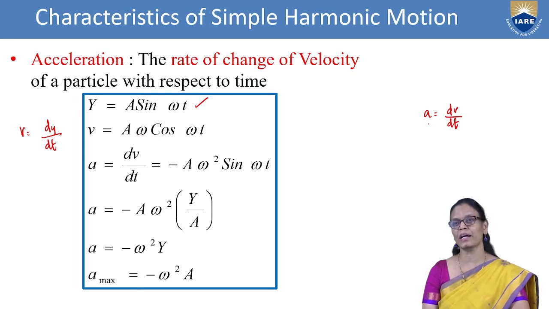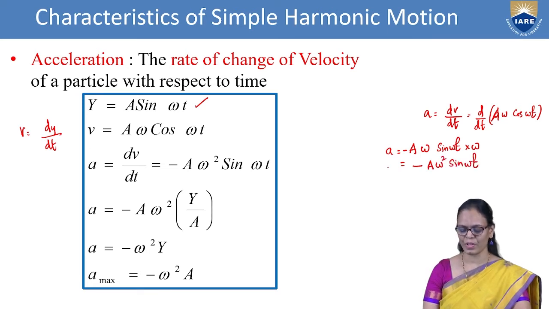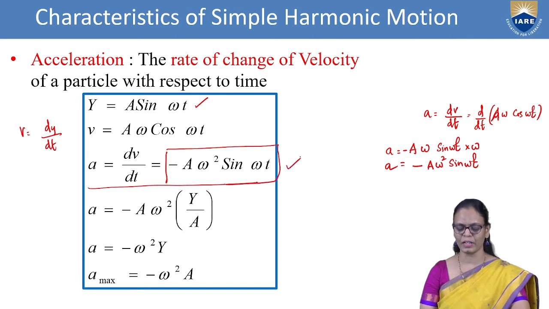So if you have to find the acceleration, it is the rate of change of velocity, dv by dt. So it will be d by dt of a omega cos omega t, where capital A we are taking as amplitude. So a is equal to, I'll write the constants outside. The derivative of cos is minus sine, and for omega t we have omega. So we can write it as minus a omega square sine omega t. So the acceleration is given by minus a omega square sine omega t.